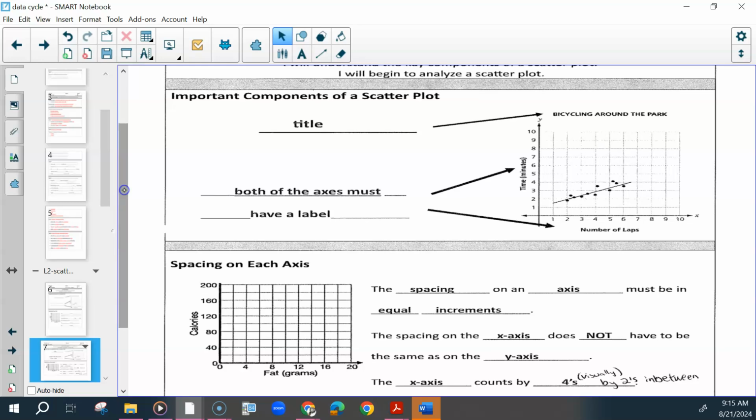Okay. So as we start to organize and represent our data, we also need to know how a scatterplot works, especially when we start to make our own scatterplots. All of our scatterplots need a title. This is something like you would see if you read the newspaper or news articles online. It needs some sort of title that tells you exactly what is going on. And then both of the axes must have a label. They shouldn't be the same label because you're comparing two different sets of data, but it should tell you exactly what this represents.